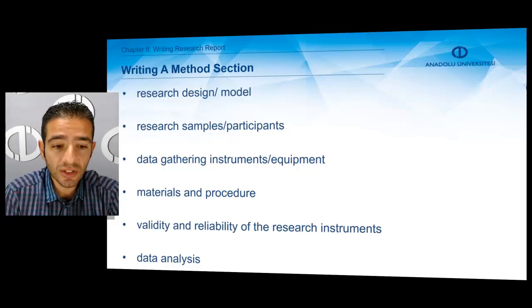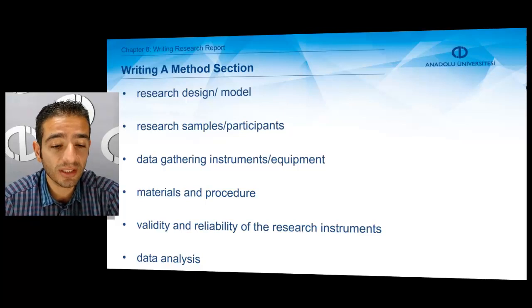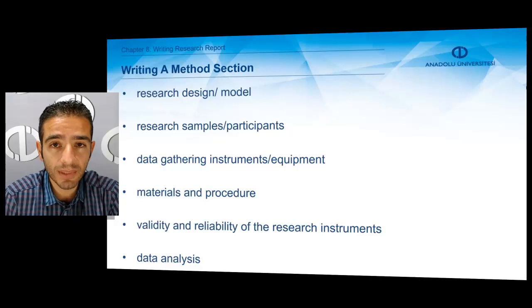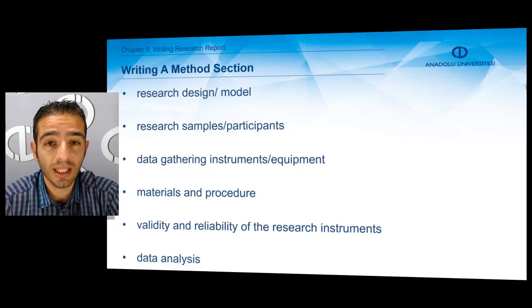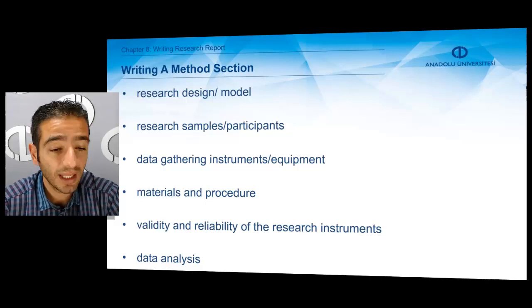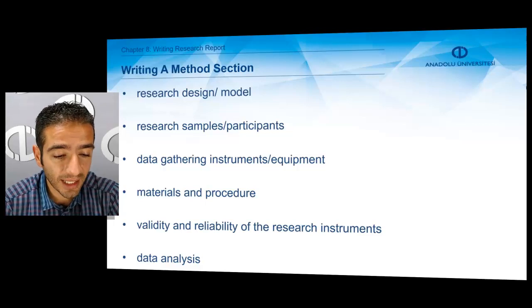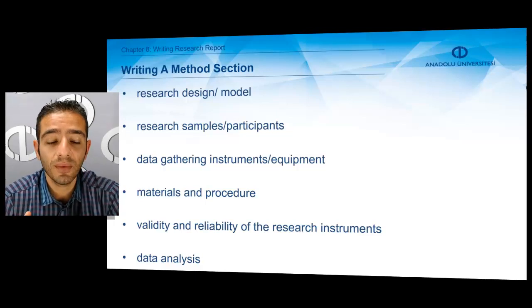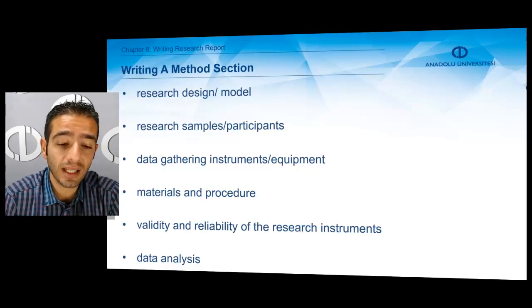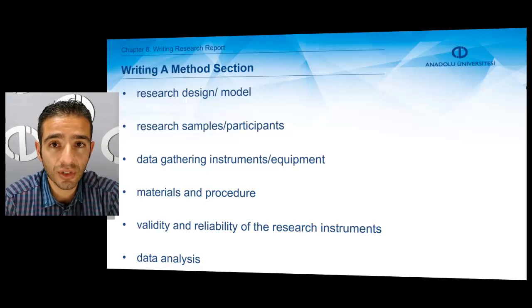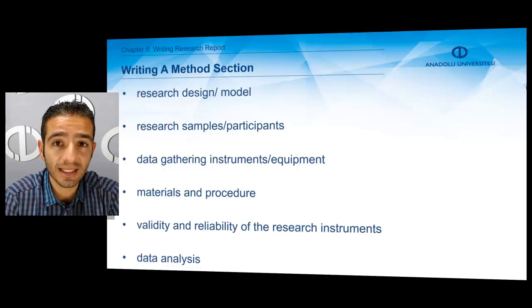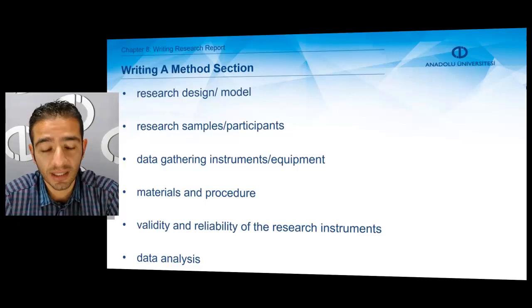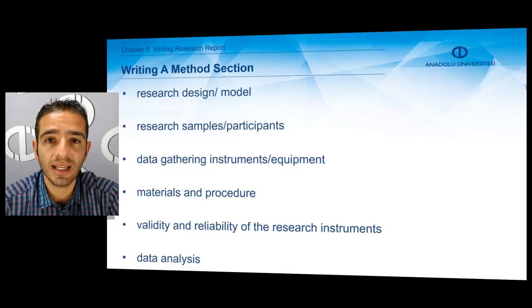And then you need to state how you ensured the validity and reliability process of your research instruments. You remember the validity and reliability issues were really important in terms of your research study and its quality. And finally, you need to mention how you analyze your data, what kind of procedures you followed if it's a qualitative one, what kind of analysis techniques you used if it's a quantitative one. All of them are mentioned in the data analysis section.